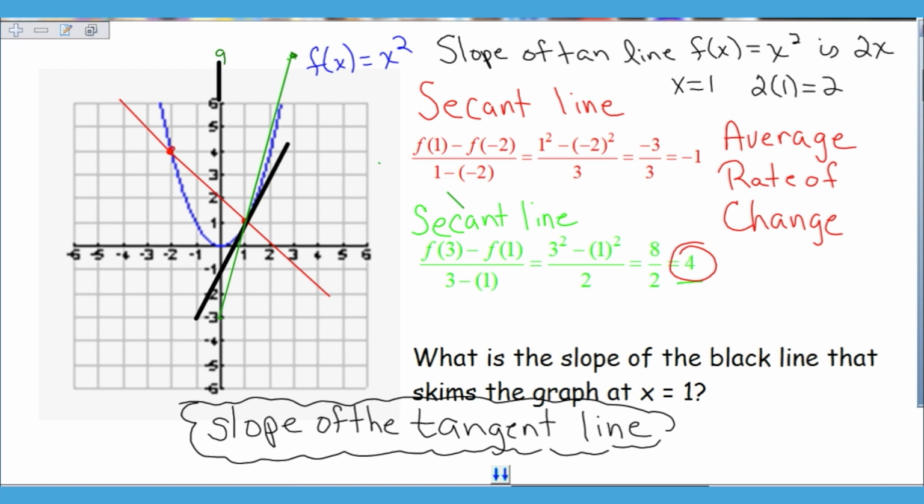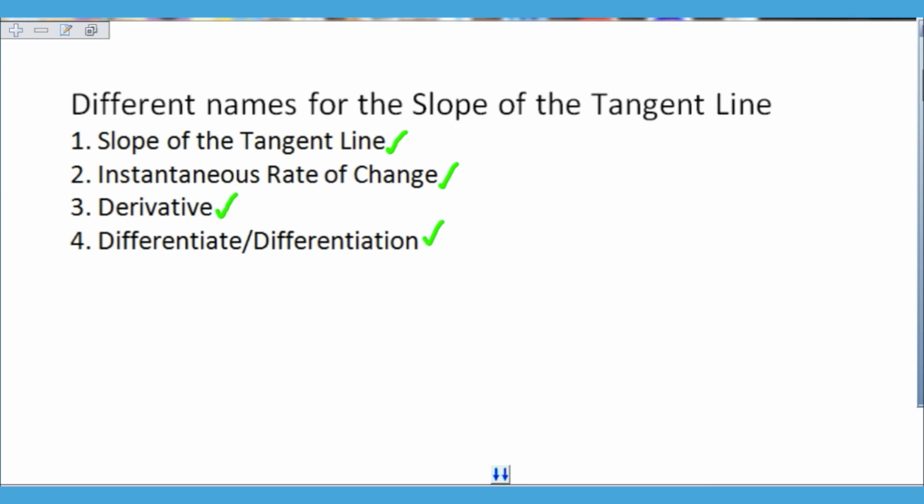So that is just an introduction to what the big deal is. I'm going to go back to this page. So we will be asked to find the slope of the tangent line. That's the line that skims the graph. We will be asked to find the instantaneous rate of change, which is a calculus version of the average rate of change, kind of. We're going to use the average rate of change, put those points close together and find that instantaneous rate of change. People also call that the derivative, and they will ask you to differentiate or talk about the differentiation of that.